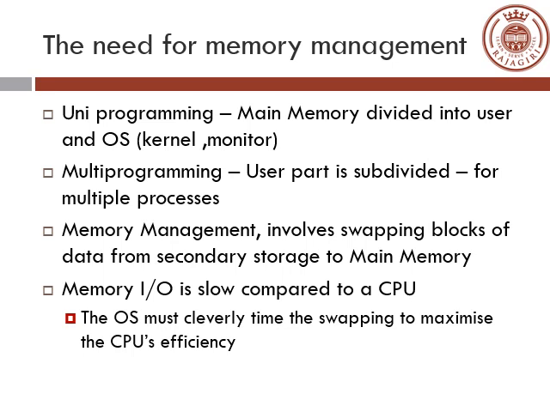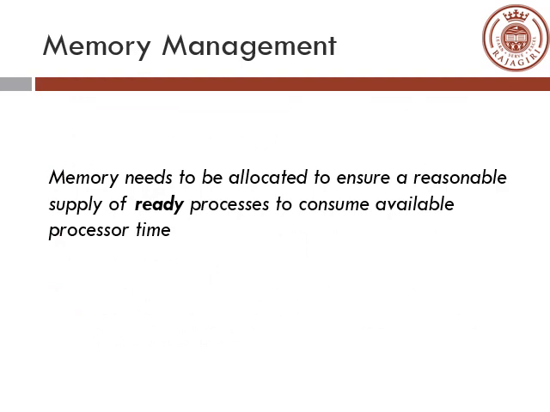Memory management involves swapping blocks of data from secondary storage to main memory, and the memory I/O is slow compared to a CPU. So the OS must cleverly time the swapping to maximize the CPU's efficiency. To satisfy the goals of multi-programming, we need an effective memory management system. Memory needs to be allocated to ensure a reasonable supply of ready processors to consume available processor time. This is the need for memory management.